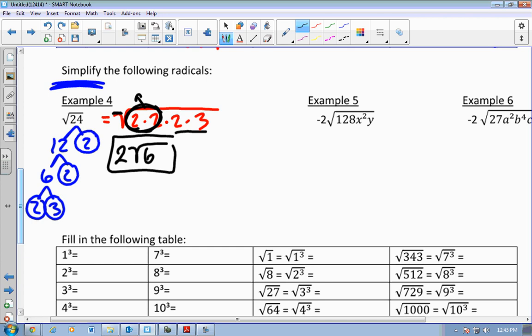Okay, with your neighbor, please go do example 5. You can do the variables. Don't let variables freak you out. You can do them.